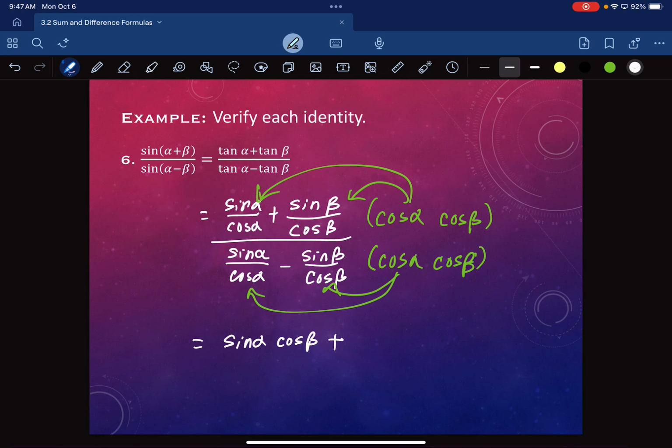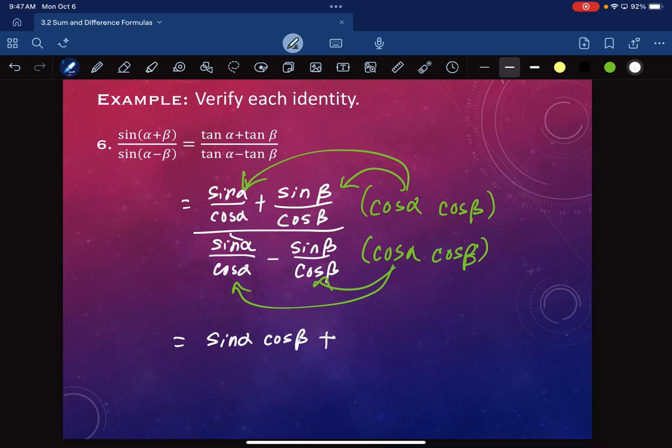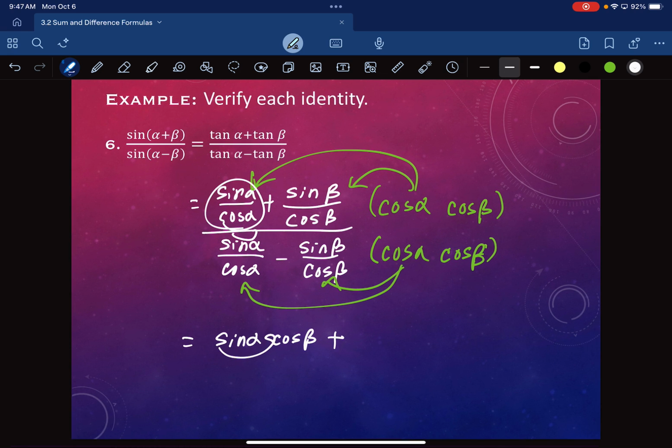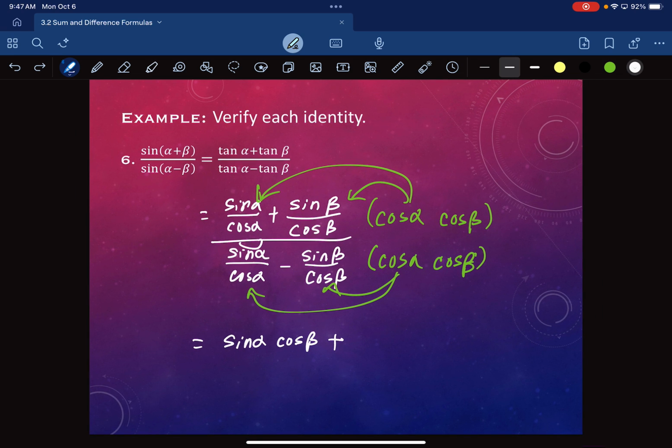Okay, but there's no cosine of alpha denominator. This is the same piece. This piece right here became this piece right here. Okay, did everybody see that okay? Okay, we're going to do the same thing for the second one. The sine of beta remains. The cosine of beta denominator cancels, but the cosine of alpha will still be there.